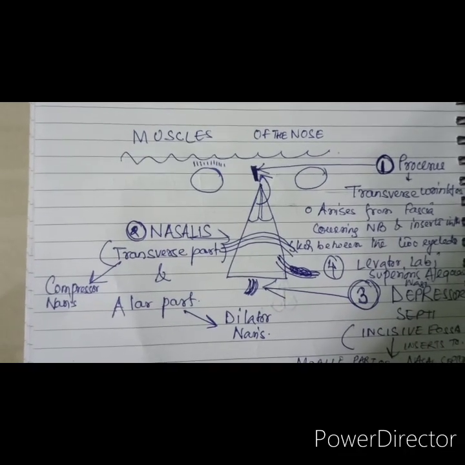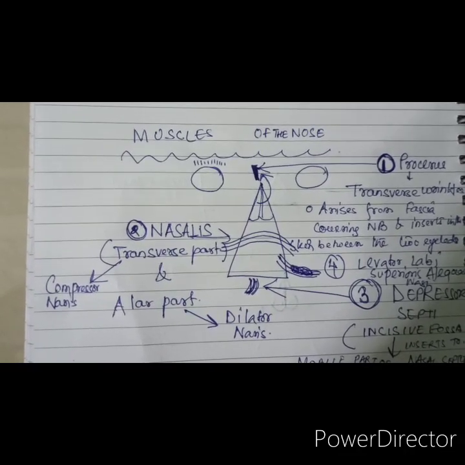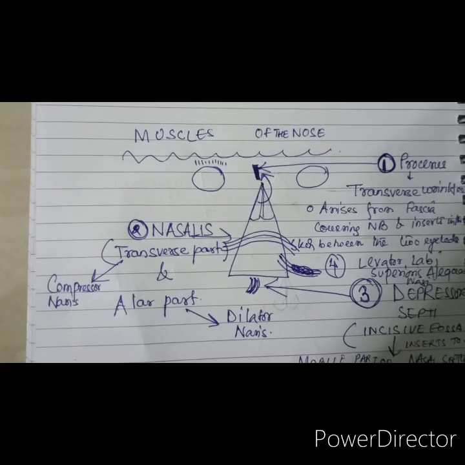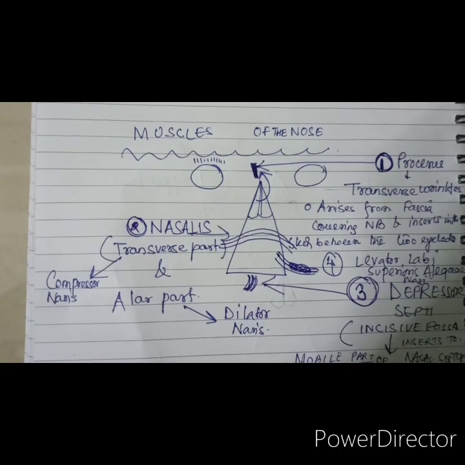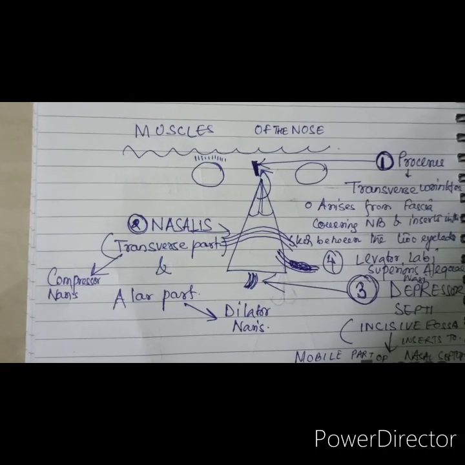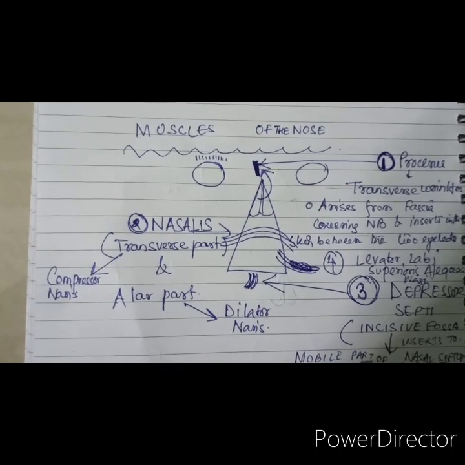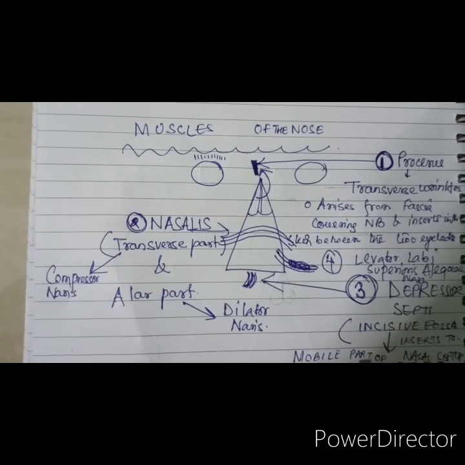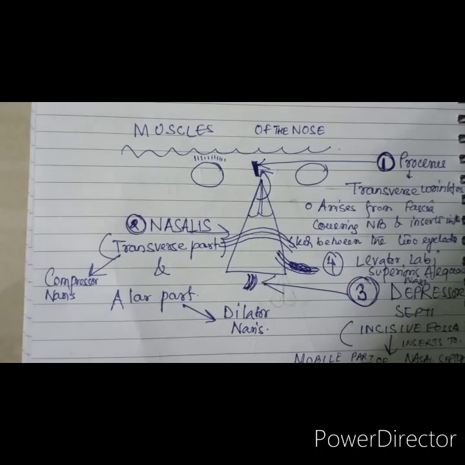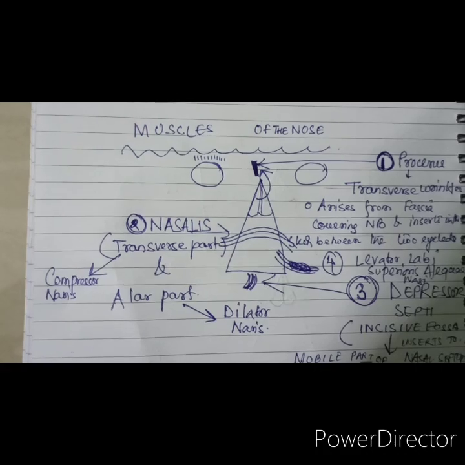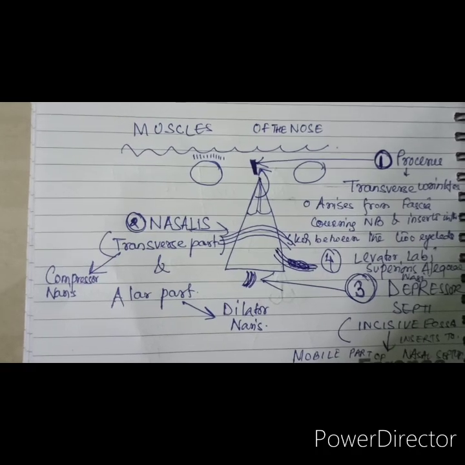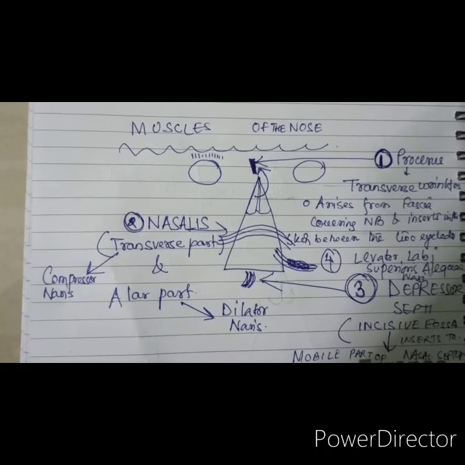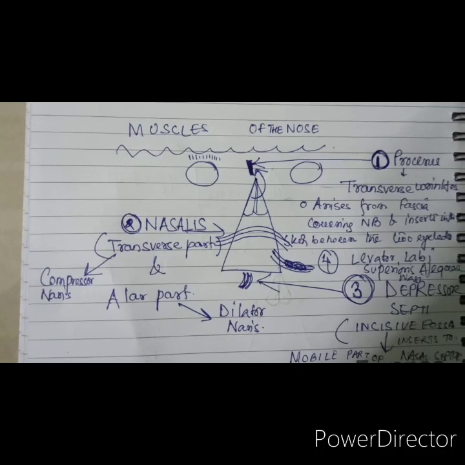Number 3 is the depressor septi. You can see that I have drawn it just below the nose. Its origin is from the incisive fossa of the maxilla, and it gets inserted into the mobile part of the nasal septum. So this is the depressor septi. It also dilates your nasal vestibule, so it also gets dilated when you are angry.